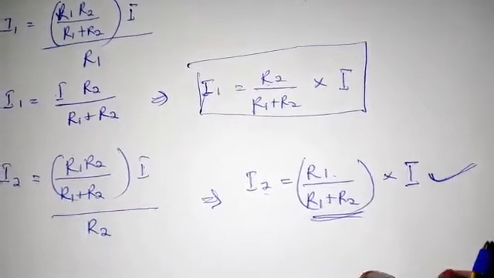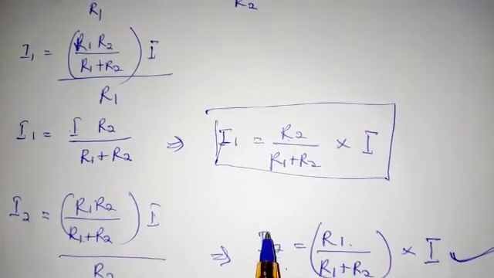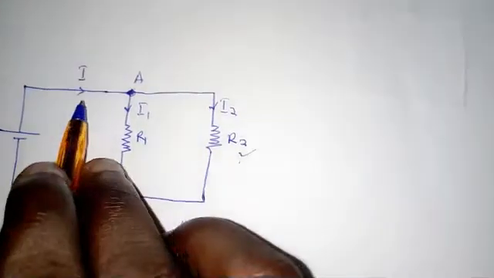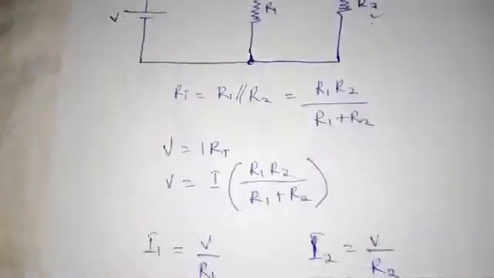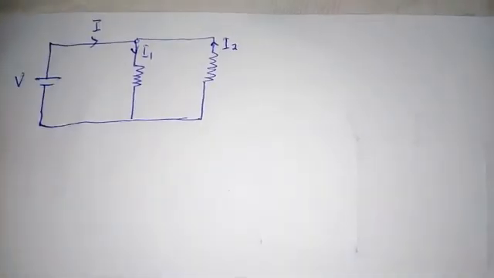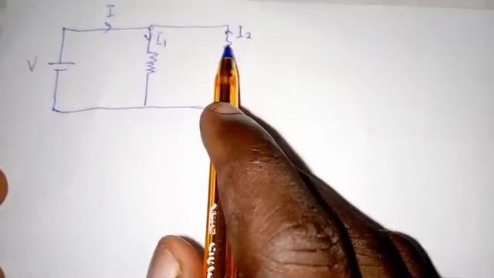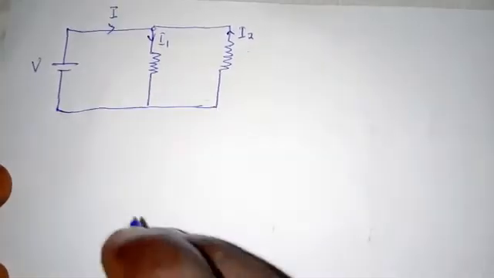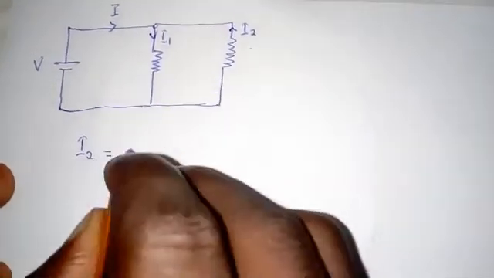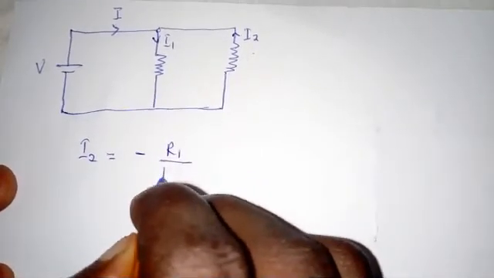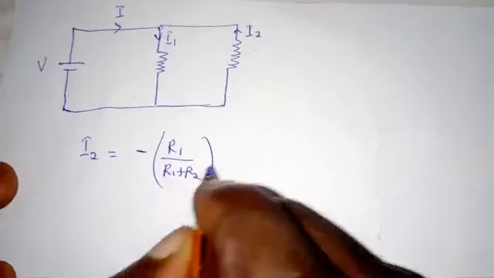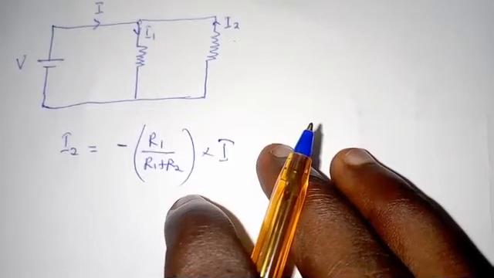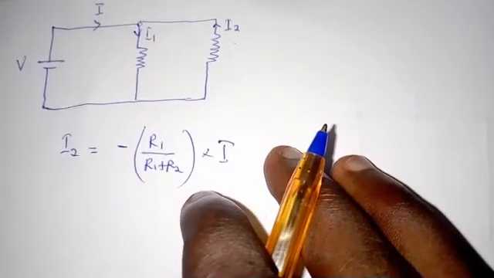As simple as that. With this I1 and I2, all the current values were positive, because they are all flowing in the same direction as the supplied current. But when you look at this circuit, we can see that I2 is flowing in a direction opposite to that of the supplied current, and so its value becomes negative. So I2 turns out to be negative R1 over R1 plus R2 multiplying I. It is very important to always check the arrows before solving. Alright, so let's take an example and see.